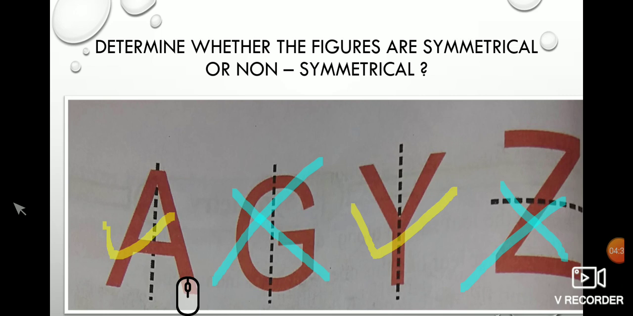Look at the second alphabet, children, G. There is a center line, but do both sides seem to be equal? No. So this is not a symmetrical figure. Similarly with the third one and similarly with the fourth one.